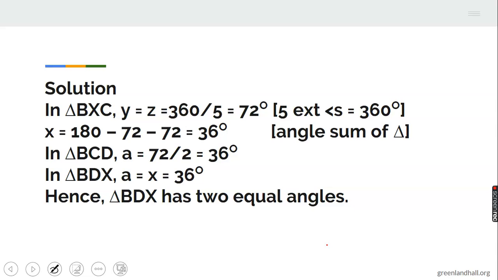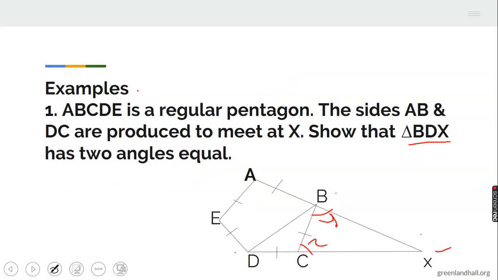I divide 360 by 5 because it's regular. Each exterior angle will be equal. So it will give me 72. So Y and Z will be 72. I go back to that triangle again. I want to get this interior angle, in order to get this angle and this angle.